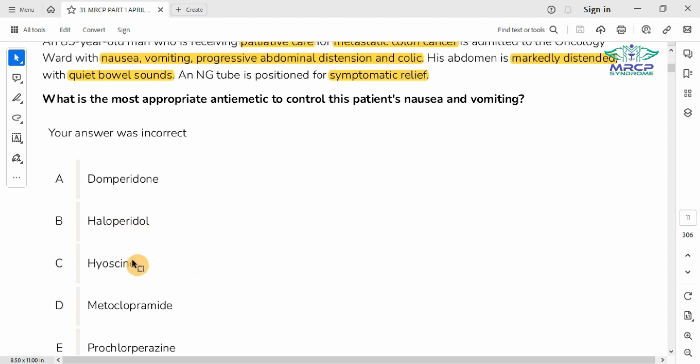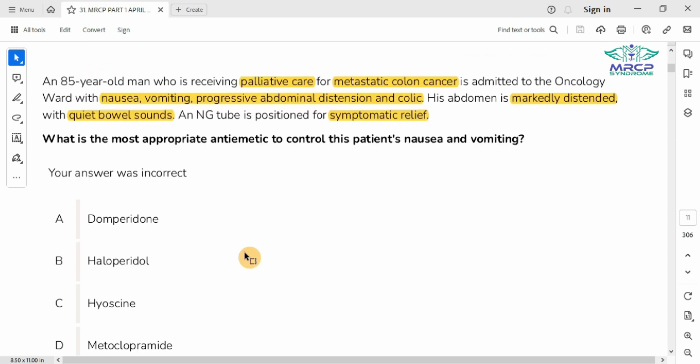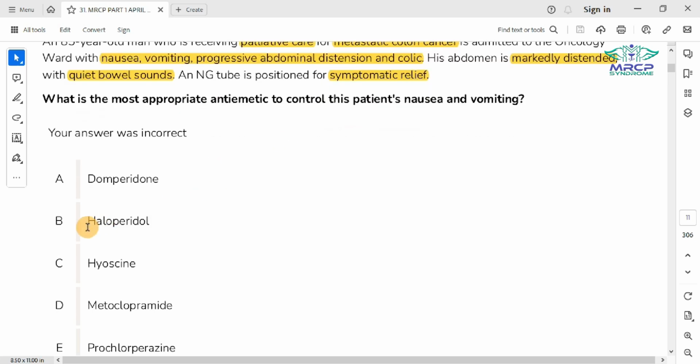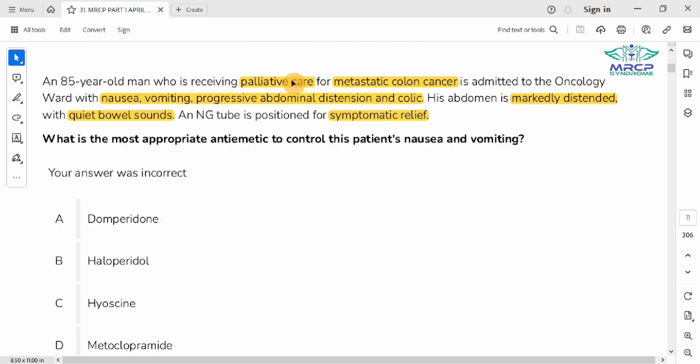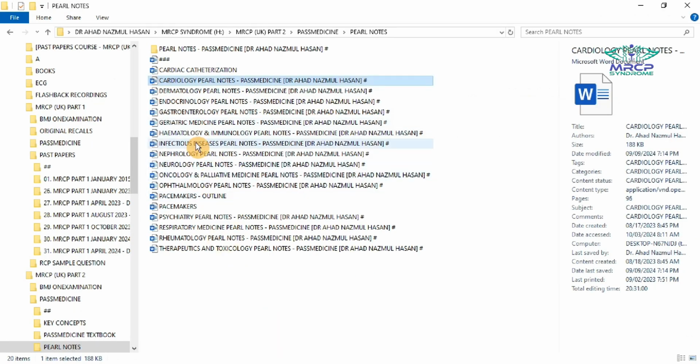With respect to haloperidol and hyoscine, hyoscine is a muscle relaxant anticholinergic drug. This is only effective in the management of colic. This is not effective in relieving nausea and vomiting. And in the palliative care patient, whenever the patient comes up with features of nausea and vomiting, or nausea and vomiting which is induced by metabolic causes, we will be going for haloperidol, especially in the palliative care patient during end-of-life care. So this is a little bit difficult question.